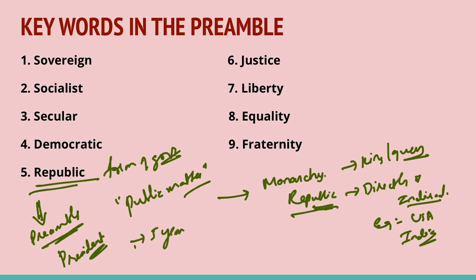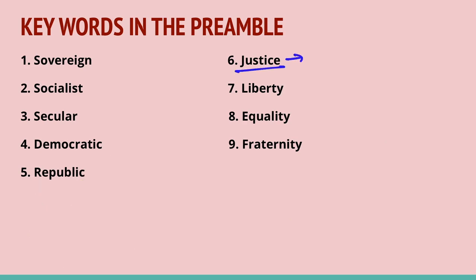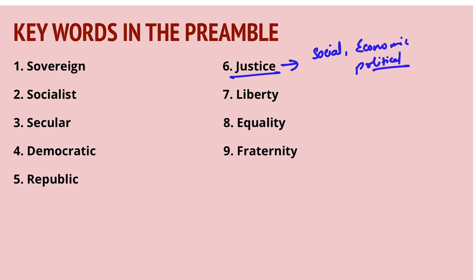5 years. Justice. The term justice in the preamble indicates three forms: social justice, economic justice, and political justice, which is secured through the provision of fundamental rights and directive principles.